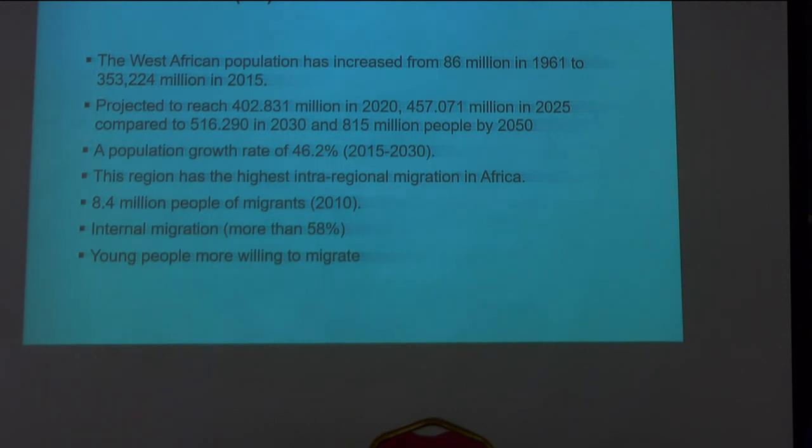And the region of West Africa has the highest intra-regional migration in Africa. It is estimated that the number of migrants in 2010 was more than 8 million. And internal migration was also estimated to be more than 58%. And it is noticed that young people are more willing to migrate.